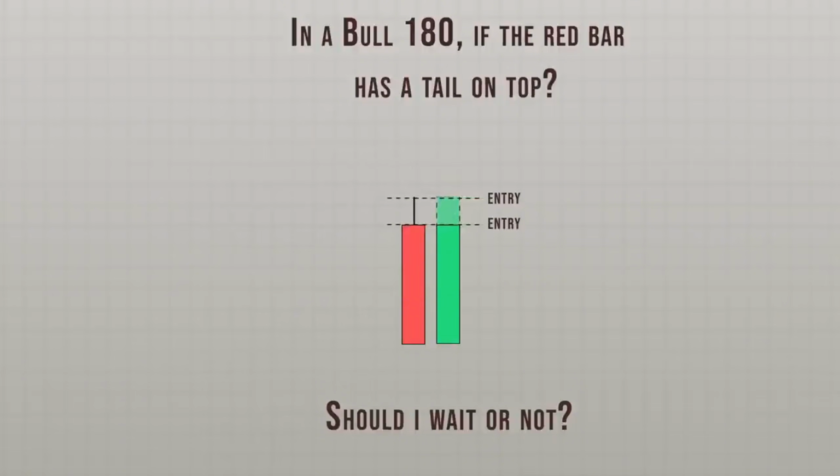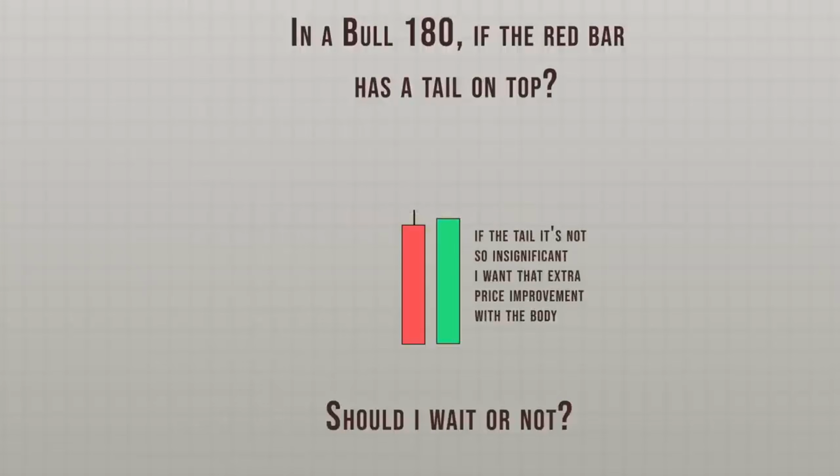This is a personal choice because both are correct. What I do is I go over the body if there is a fairly decent difference. If there is almost no difference, then I will give it the tiny bit of extra and go over the tail. If the difference is insignificant, I'll include the tail. If it's not so insignificant, I want that extra price improvement with the body.